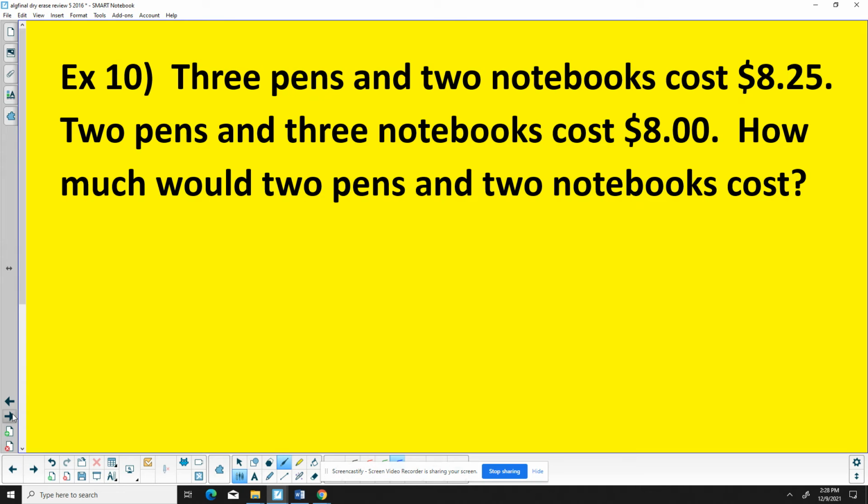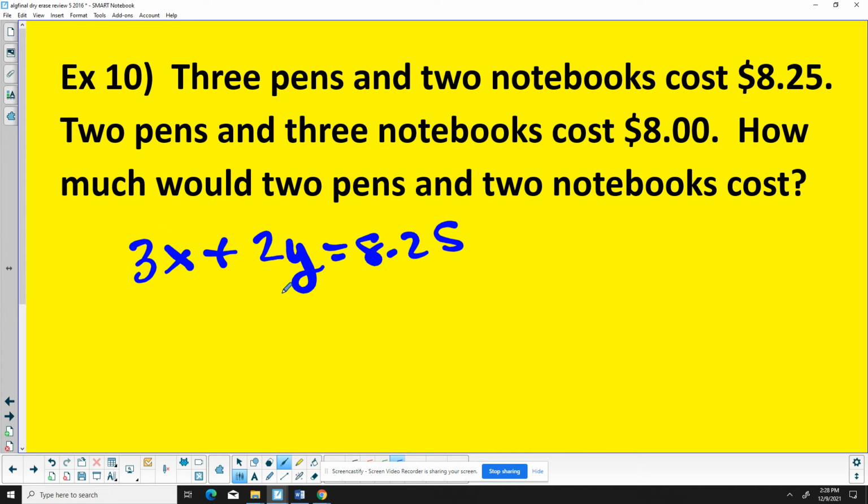3 pens and 2 notebooks cost $8.25. There was one of these on your test. And 2 pens and 3 notebooks cost $8. The question is how much would 2 pens and 2 notebooks cost? All right, so we've got to figure out how much each of them costs and then multiply both of them by 2 and add them together.